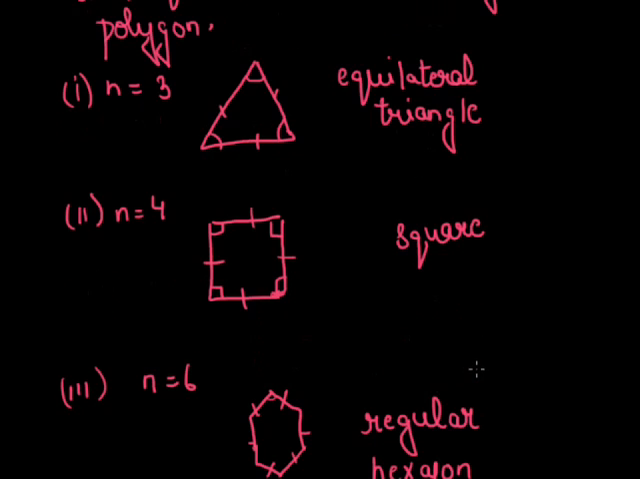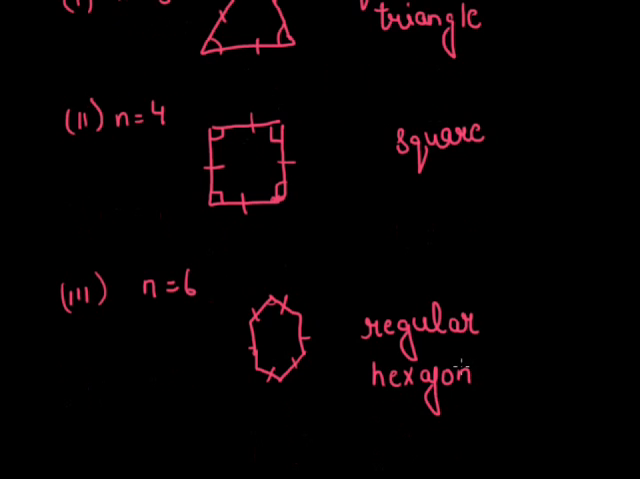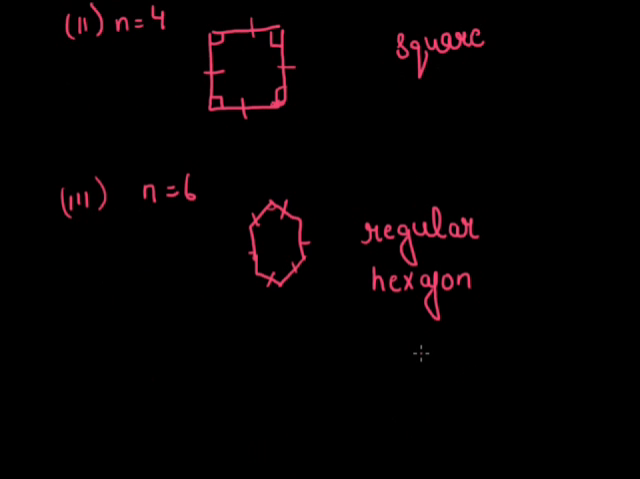Okay, so for n is equal to 3, it is an equilateral triangle. For n is equal to 4, it is a square, and for n is equal to 6, it is a regular hexagon.